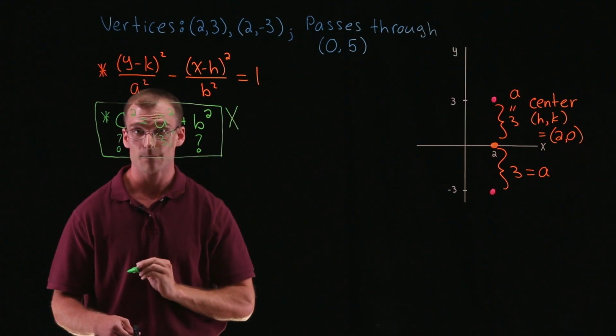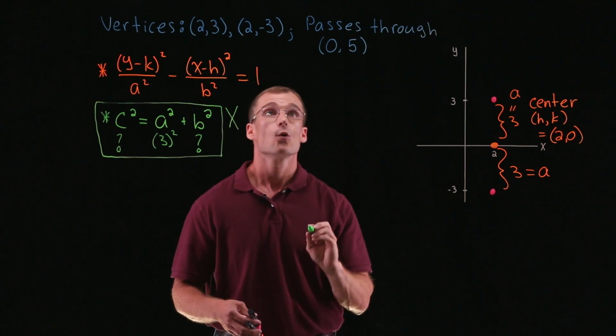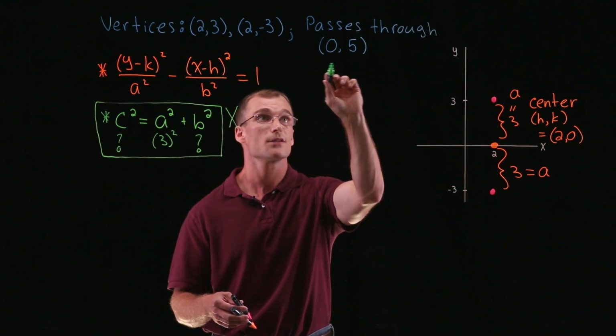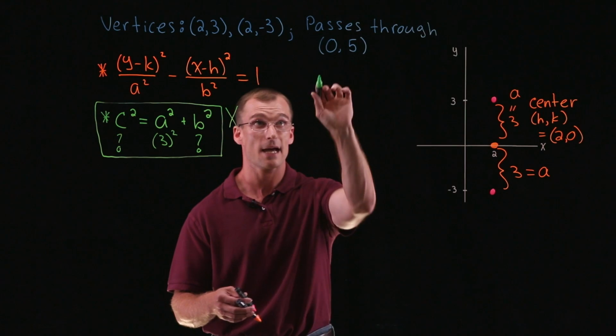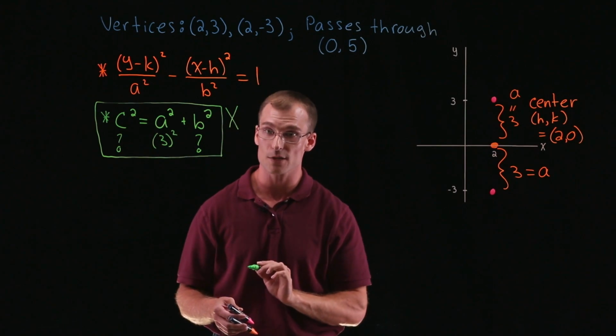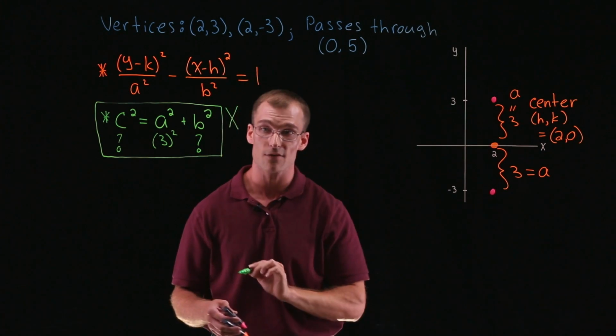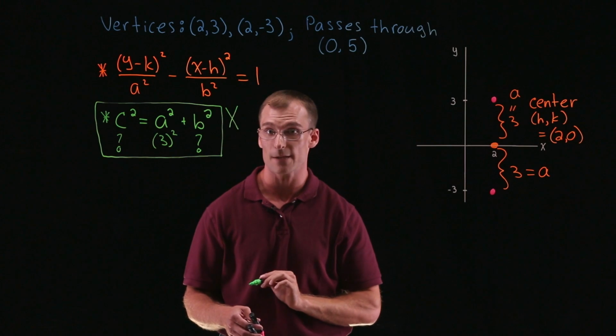So what can we do to find b? Well, let's go to the next piece of information that we were given. We have that the hyperbola passes through the point (0, 5). So that means at x equals 0, y equals 5. If we plug that into the standard form of our equation and simplify it, it should be equal to 1, with the only unknown being b. So we can solve for b.